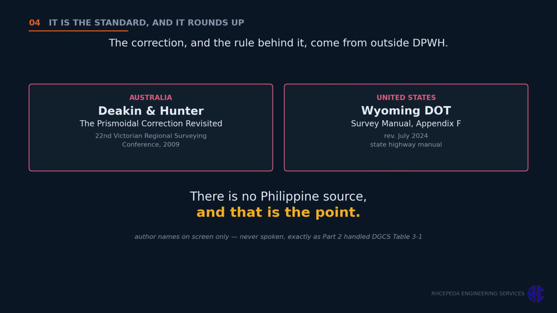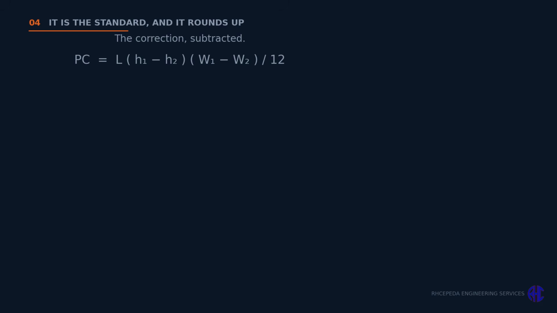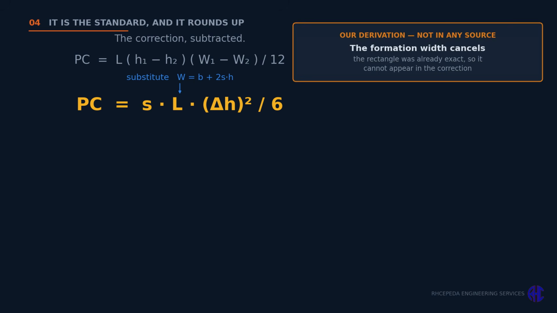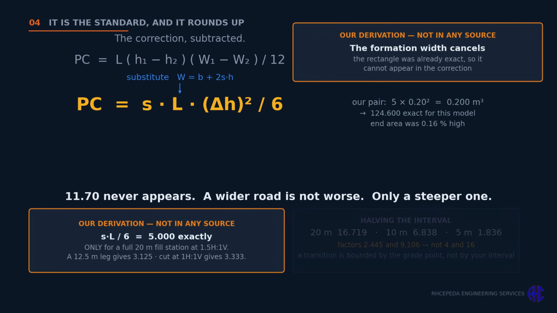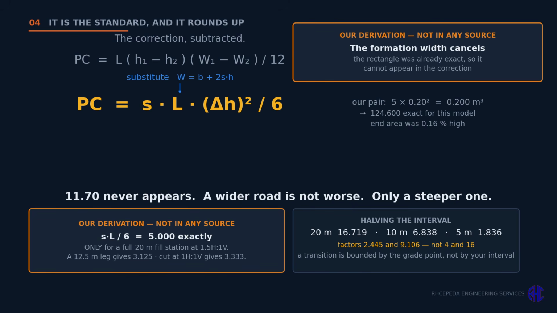Slope ratio, times length, times the square of the height change, over 6. The formation width cancels, the rectangle was already exact, so it drops out. 11.7 never appears. A wider road is not worse. Only a steeper one.